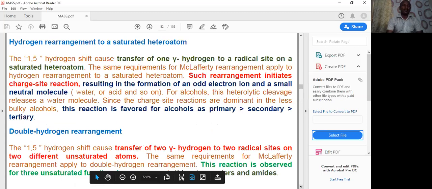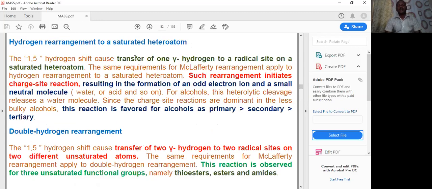Then there is hydrogen rearrangement to a saturated heteroatom. Hydrogen can be rearranged to a heteroatom, especially the gamma hydrogen. If you have alcohols, the gamma hydrogen can migrate to the oxygen atom. That is one case. It is a rearrangement, that is, a transfer of a hydrogen atom. One hydrogen atom will be transferred.